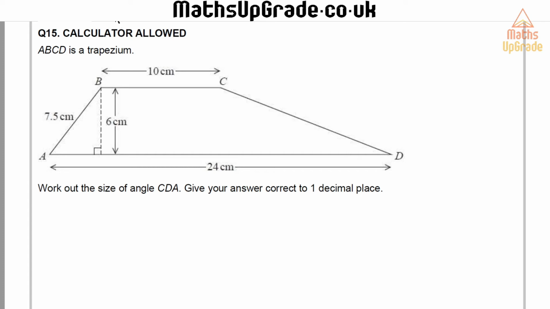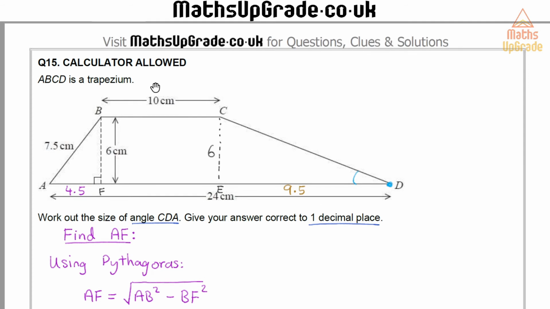So I'm going to split the diagram up into different sections. The first thing I'm going to do is draw a line down here from C to this point here, which I'm going to call E. That line is parallel to this line, and they're all right angles around here. So this is 6 centimeters. So this will be 6 centimeters.